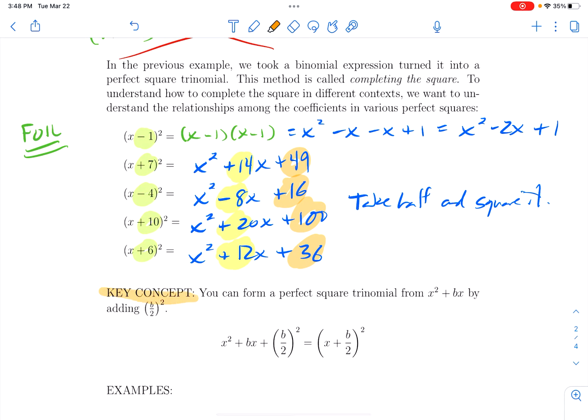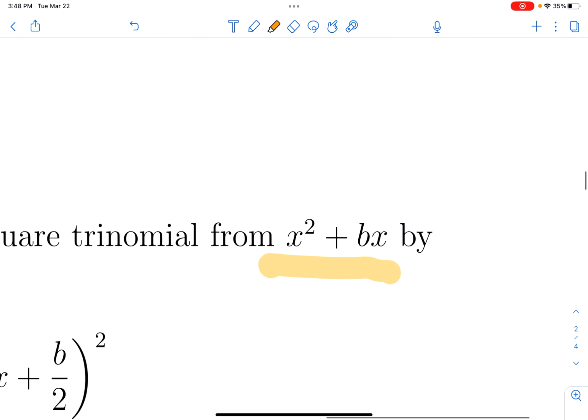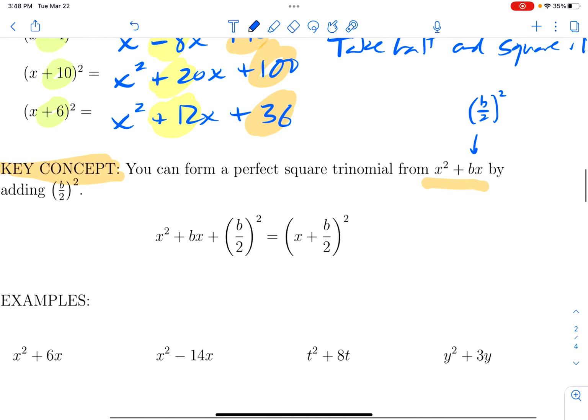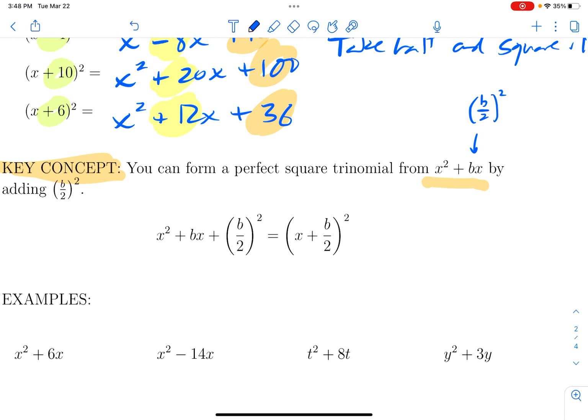So here it is expressed somewhat abstractly as a key concept. We can form a perfect square trinomial by starting with x squared plus bx. And the idea is we take half of b, b over 2, and square it. We add that to each side. So I added that thing, b over 2 squared, and I will get a perfect square of the form quantity x plus b over 2 squared.